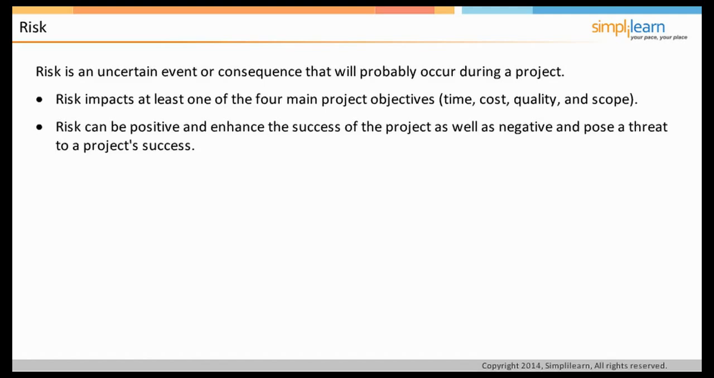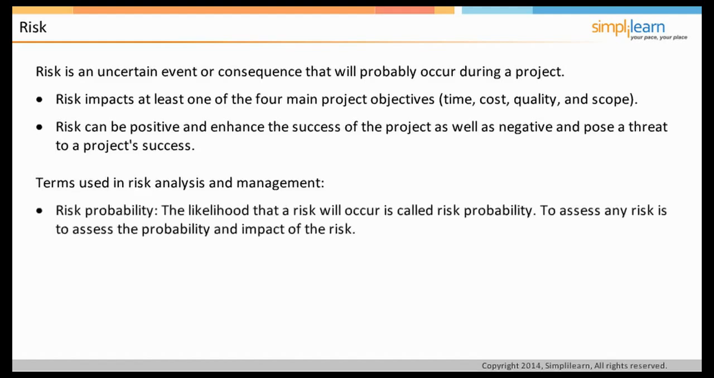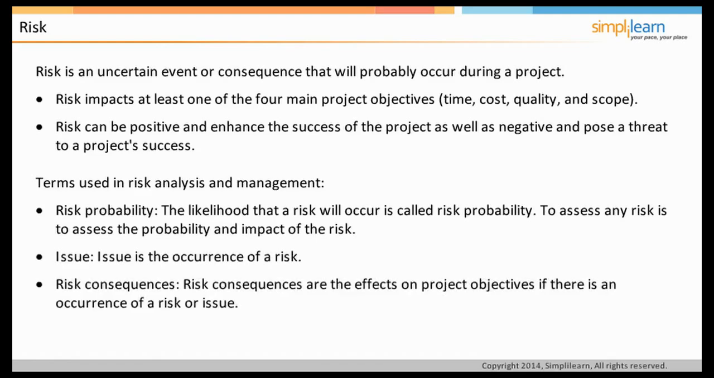Some of the terms used in risk analysis and management are risk probability, issue, and risk consequences. The likelihood that a risk will occur is called risk probability. To assess any risk is to assess the probability and impact of the risk. Issue is the occurrence of a risk. Risk consequences are the effects on project objectives if there is an occurrence of a risk or issue. In the subsequent screen, we will understand the process of risk analysis and management.